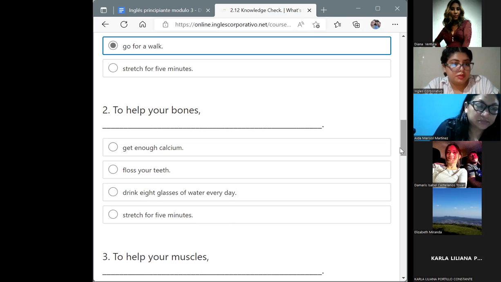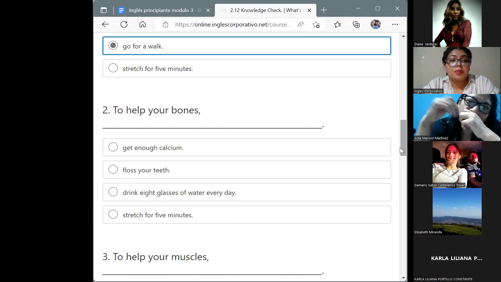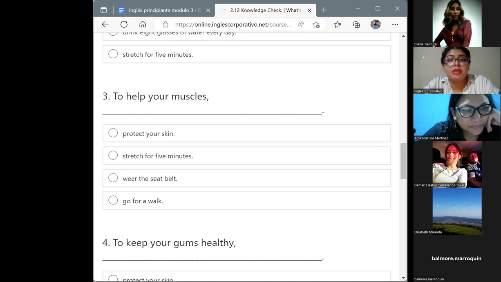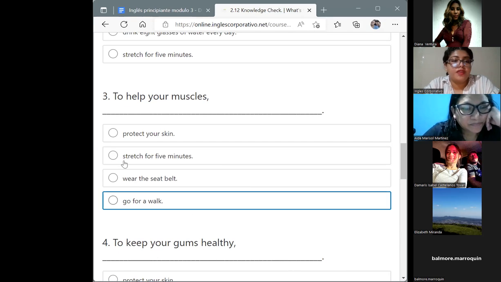Stretch for 5 minutes. Get enough calcium. Yeah, that is the one. To help your muscles, stretch for 5 minutes.